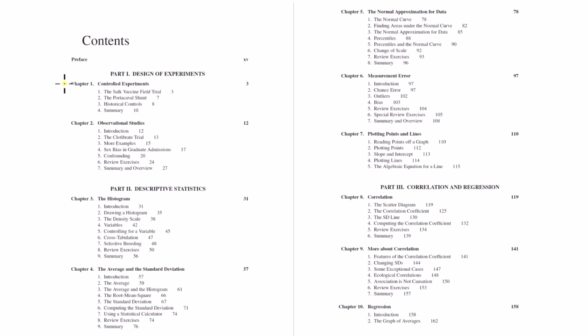Okay, in this video, we're continuing with the statistics textbook, Statistics by Freedman, Pisani, and Purves. We're in part 1, the design of experiments. We've gone through chapter 1. We learned about controlled experiments. Now, in this video, we're going to go through chapter 2, observational studies.